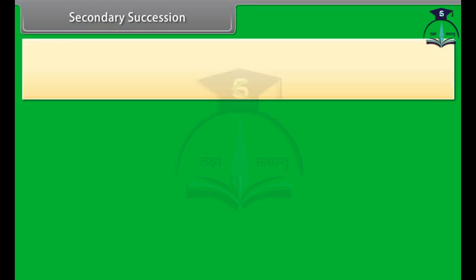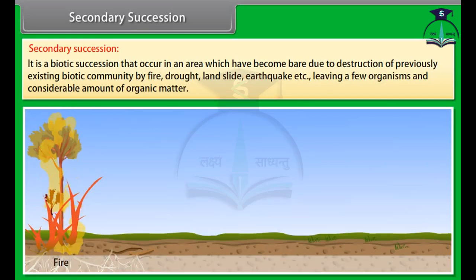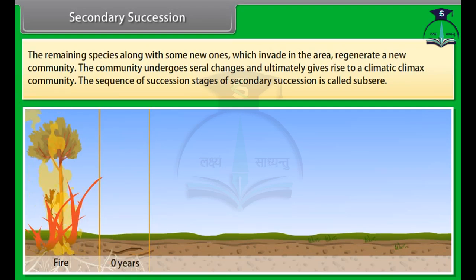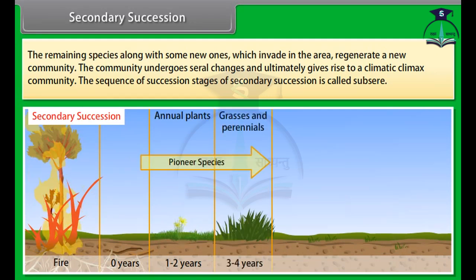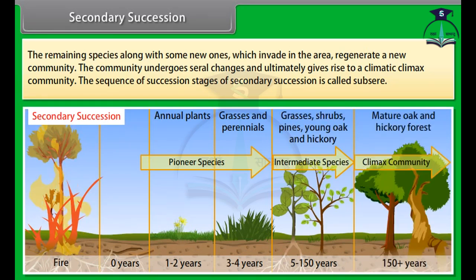Secondary succession. It is a biotic succession that occurs in an area which has become bare due to destruction of the previously existing biotic community by fire, drought, landslide, earthquake, etc., leaving a few organisms and a considerable amount of organic matter. The remaining species, along with some new ones which invade the area, regenerate a new community. The community undergoes several changes and ultimately gives rise to a climatic climax community. The sequence of succession stages of secondary succession is called subsere.